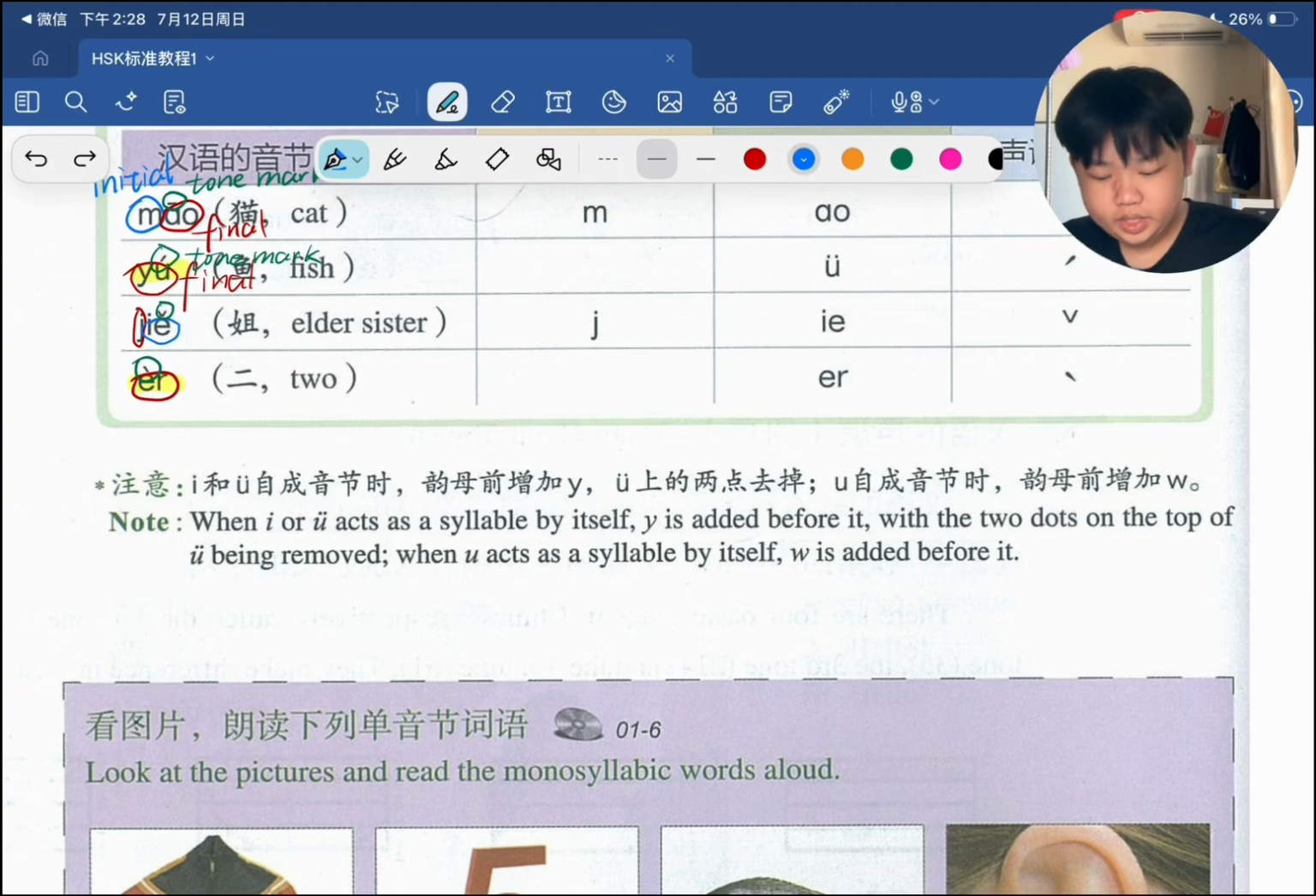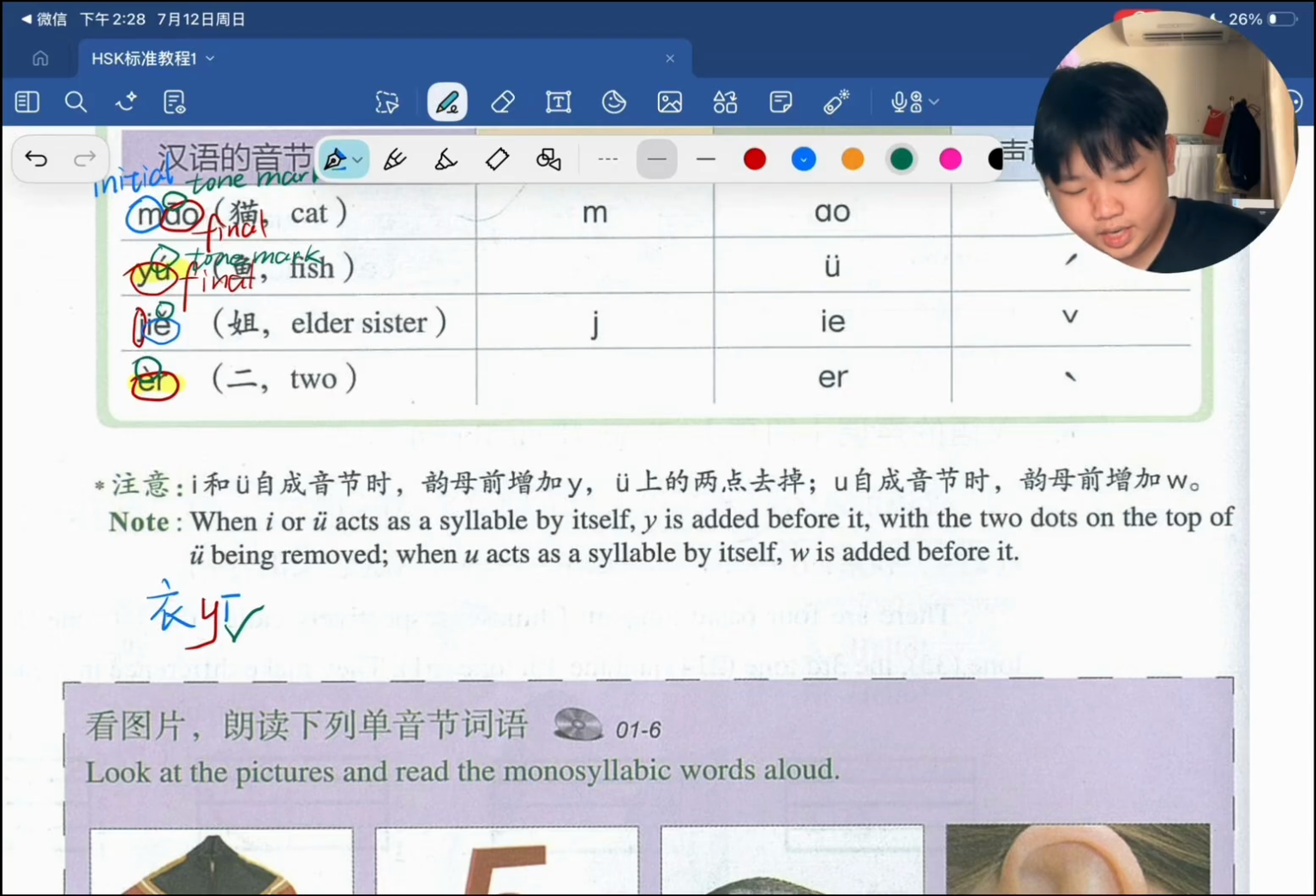For example, this Chinese character means close. It is pronounced as yi, but you can only write it as yi. Writing just i is wrong. You have to add a y before it, just like this. This is correct.